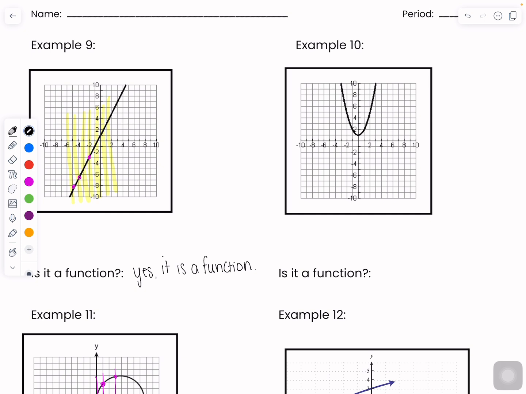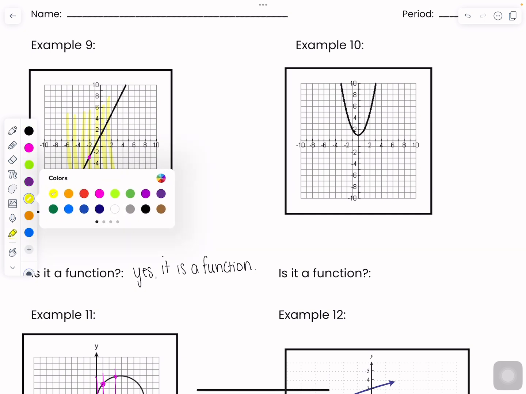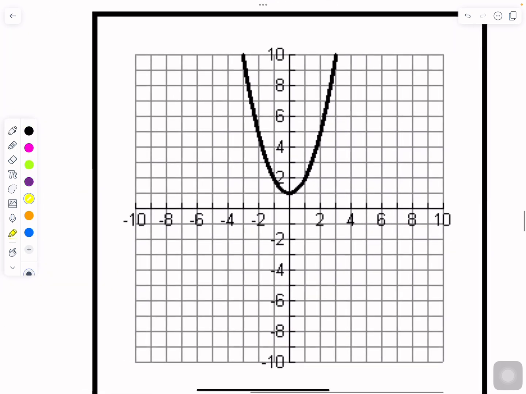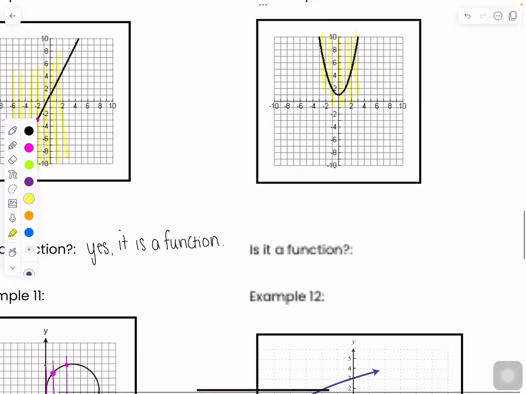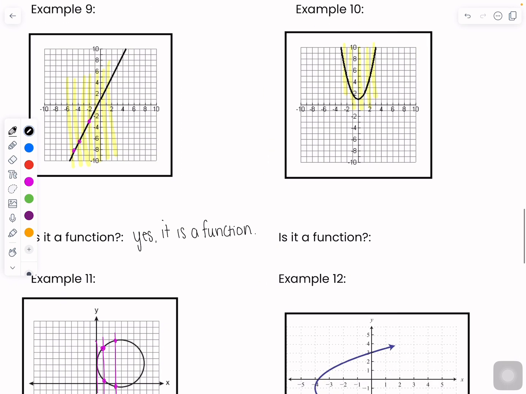Looking at example number 10, if we use our vertical line test, everywhere we draw a vertical line, it passes through the graph one time. Therefore, we can say it does pass the vertical line test. Every x value is paired with exactly one y value. So number 10 does represent a function.